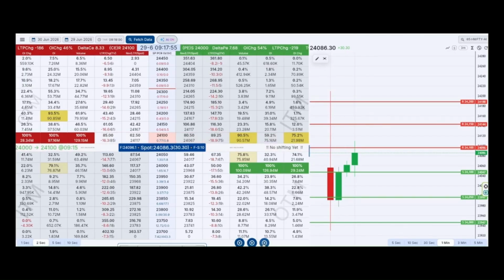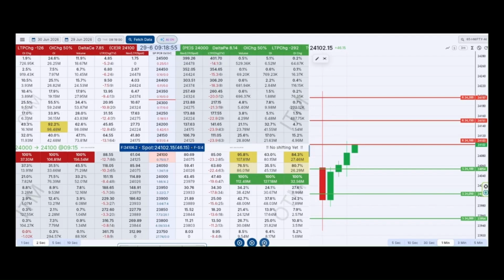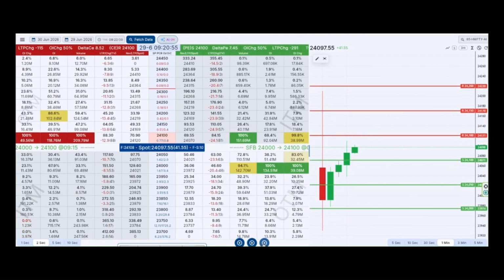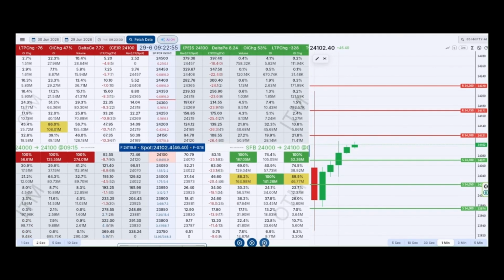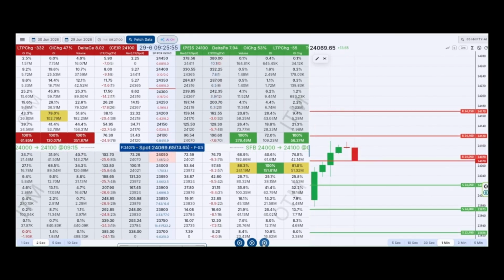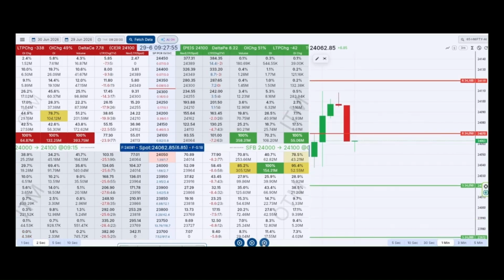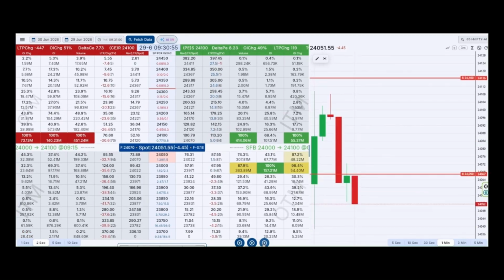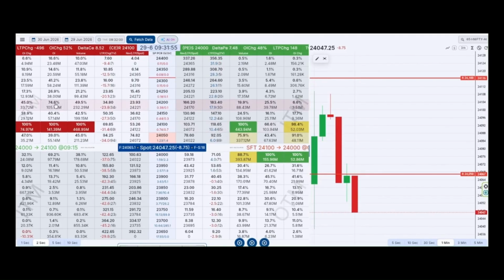Notice that the values previously concentrated at 24,200 have completely shifted to 24,100. The yellow highlight at 24,200 has disappeared, indicating that positions have reduced there, while fresh call writing has increased at 24,100. This confirms that new selling positions have been created at 24,100. You can also observe that the market has already respected this level. At this stage, we should wait until all our conditions are satisfied before taking an entry.